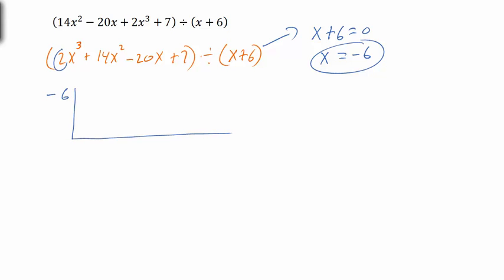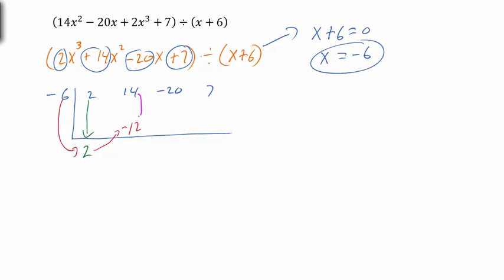And then we're going to bring down the coefficients, the 2, 14, -20, and 7. So we have the 2, 14, -20, and 7. Once again, we're going to bring the first number come straight down, so that's our positive 2. We're going to multiply -6 times 2, which is going to give us a -12. And then 14 and -12 is going to give us 2. And then we're going to multiply -6 and 2, which is going to give us, once again, a -12.